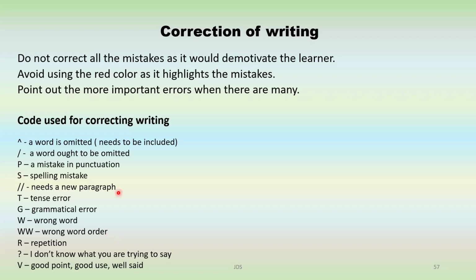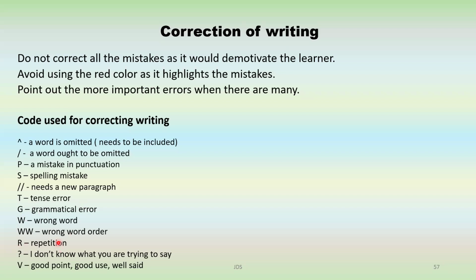No paragraphing, too many points combined together. This is the code. Wherever you find two or more points clubbed together in one paragraph, against that paragraph, two slanted lines should be drawn. Tense error, T. Grammatical error, G. We need to underline those words and mark T, G. W, wrong word. Word order, WW.